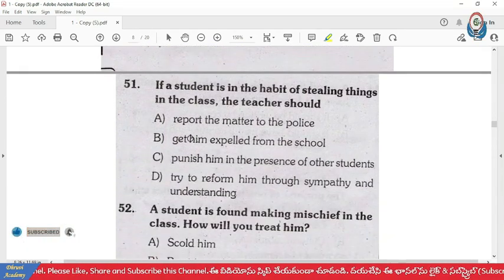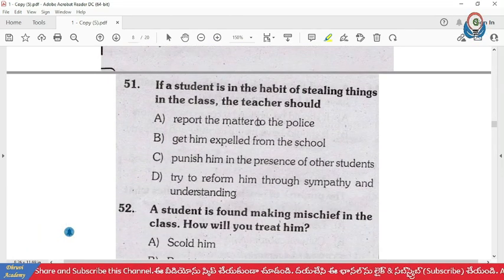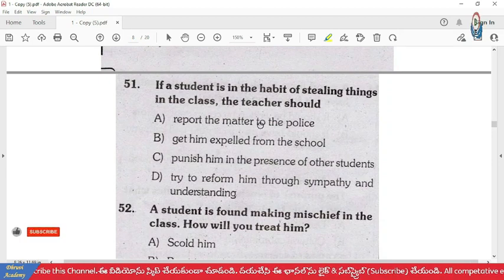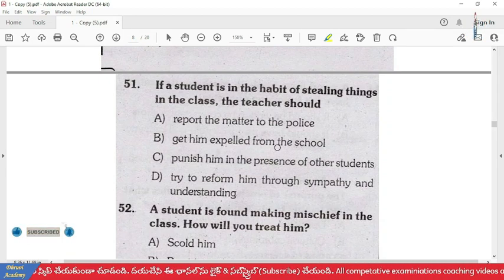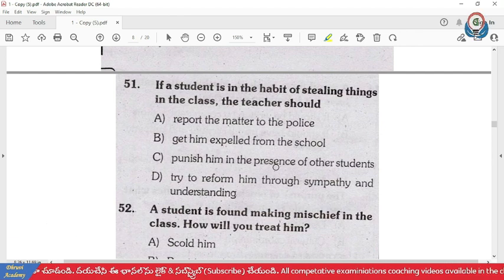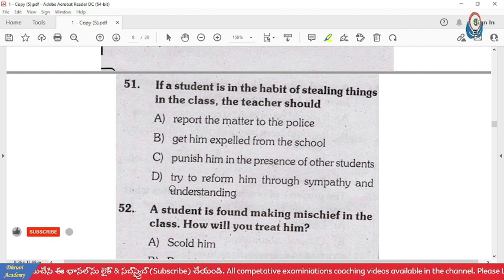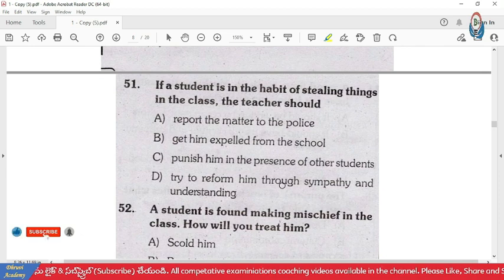If a student is in the habit of stealing things in the class, the teacher should: A report the matter to the police, B get him expelled from the school, C punish him in the presence of other students, or D try to reform him through sympathy and understanding.